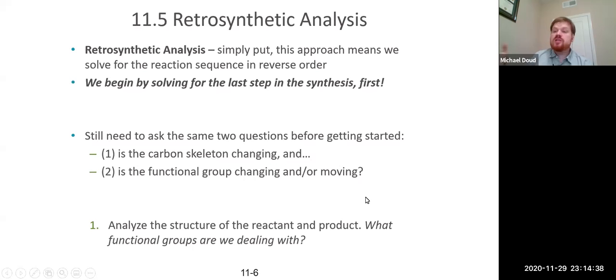Okay, so now that's a relatively simple problem, but many more complex problems would require a more complicated analysis. One of the most efficient ways to do that is using what's called retrosynthetic analysis. So retrosynthetic, what does that mean? It's like old or starting at the end. What that means is we're going to start by figuring out the last step first, and start from the product and work our way back to the reactant. The same questions are still going to happen. Is the skeleton changing? Is the functional group changing or moving? But you're going to start with both the reactant and the product.